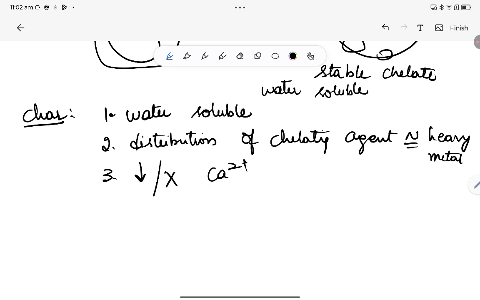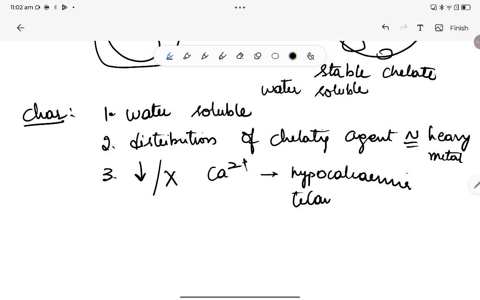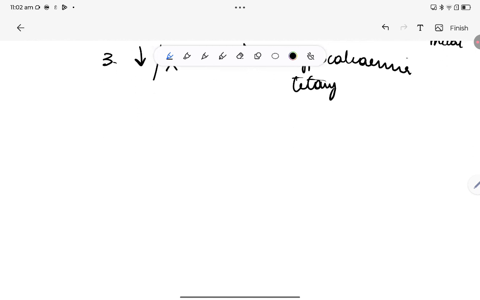because once the chelating agent has higher affinity for calcium, instead of chelating the toxic heavy metal, it starts chelating our bodily calcium, resulting in hypocalcemia and tetany. These are the most important characteristics of a chelating agent. Let us go into chelating agents proper.